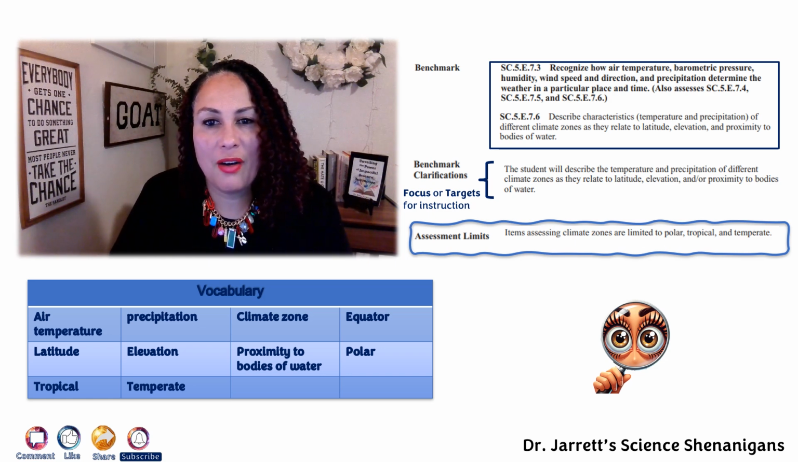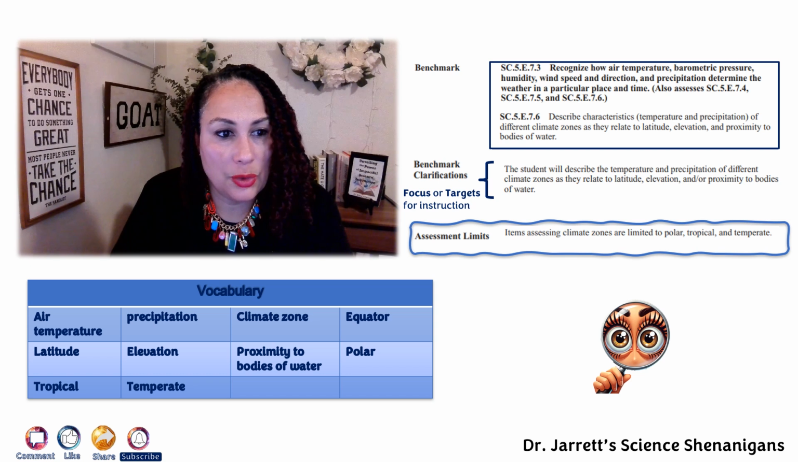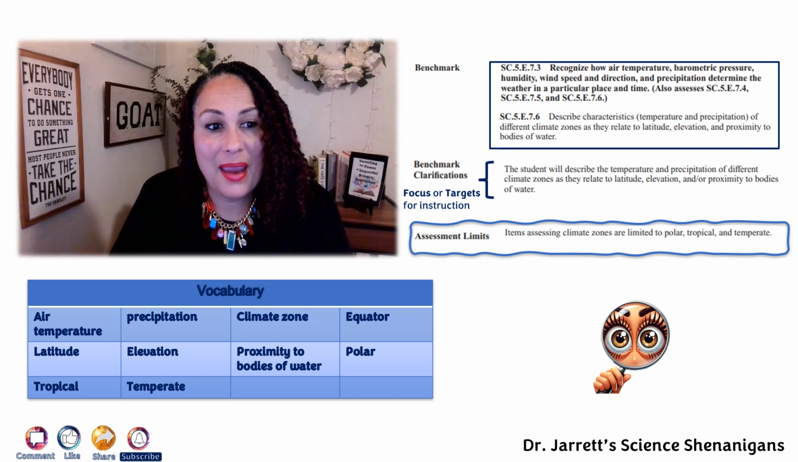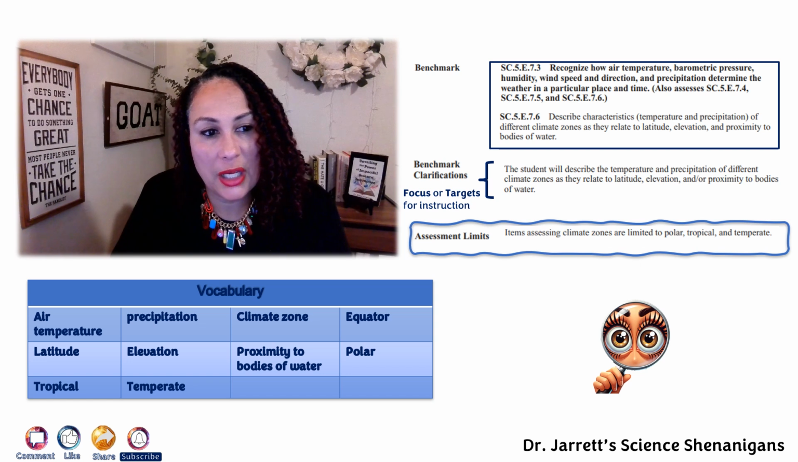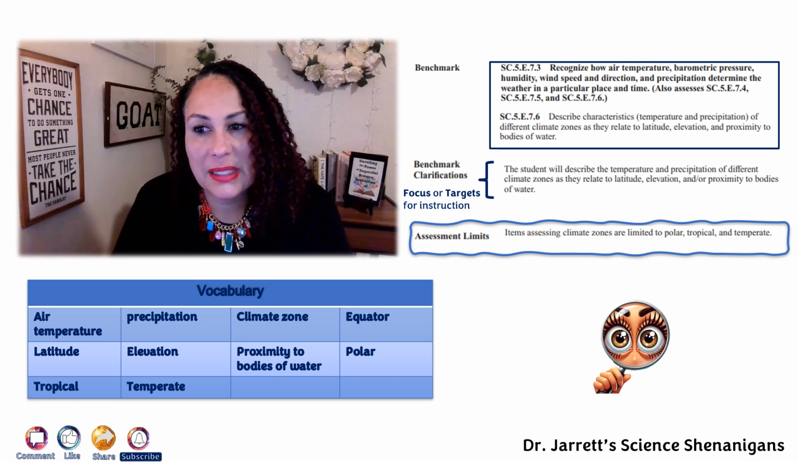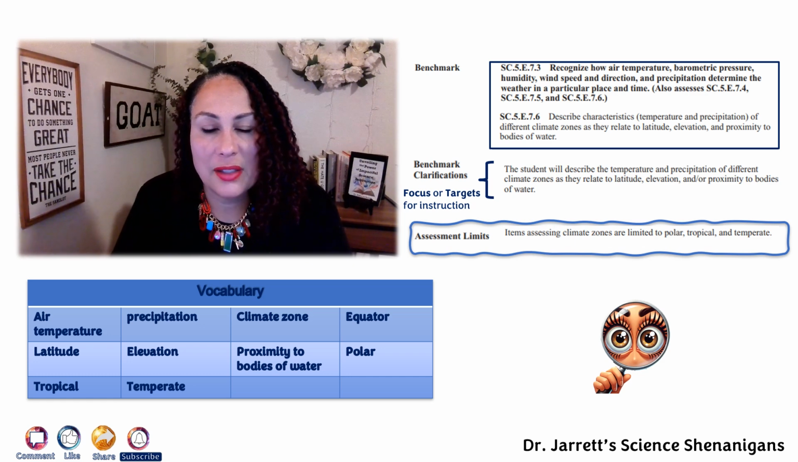Oh, we are on our last session, part 4 of SC5E7.3. And so today we are going to focus on SC5E7.6. And it's talking about the characteristics, the temperature and precipitation of the different climate zones relative to latitude, elevation, proximity to the bodies of water. And so that's what we're going to be talking about today.